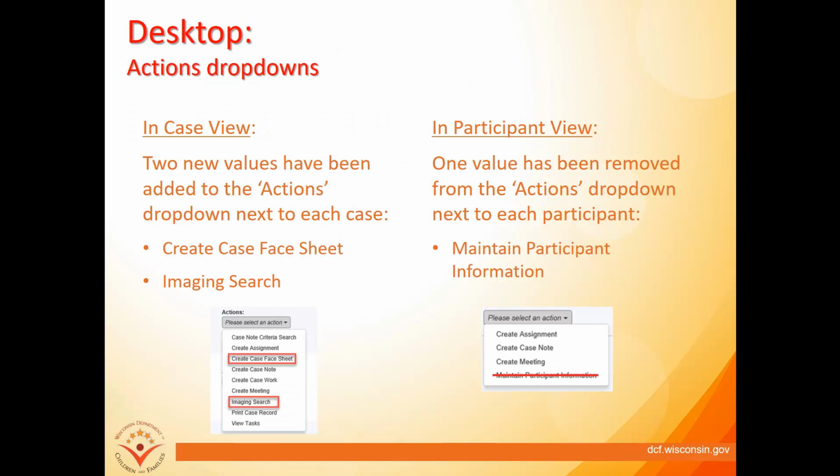In addition, one value is being removed from the Actions dropdown that is located next to a case participant's name when the desktop is in participant view. Clicking on Maintain Participant Information used to open a window that allowed users to update legal, education, and medical information for the participant. This option has been removed, as this information should be updated through the person management and legal record pages.